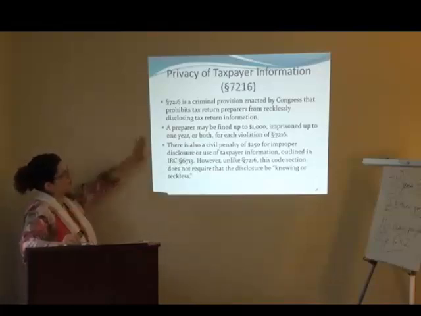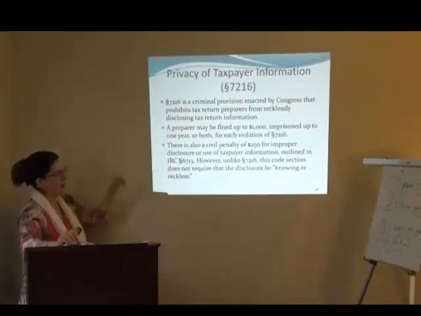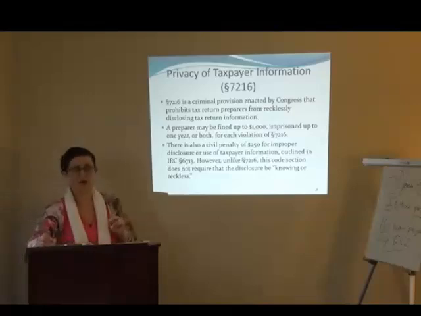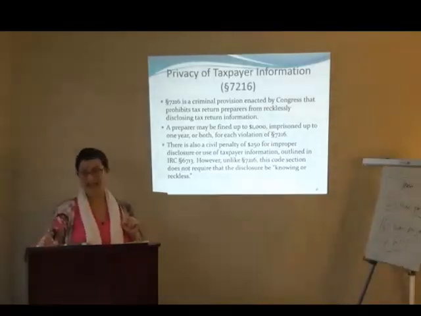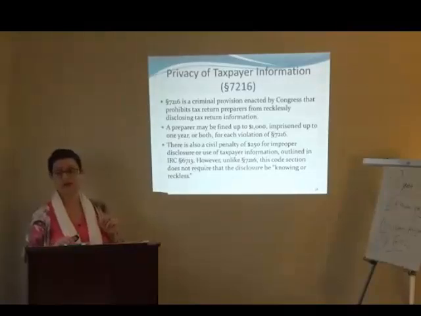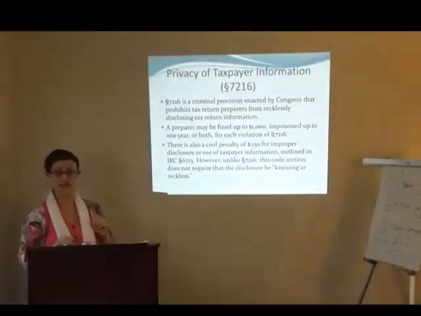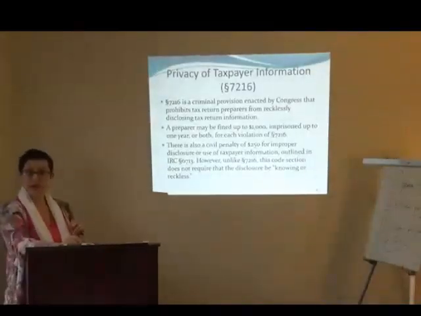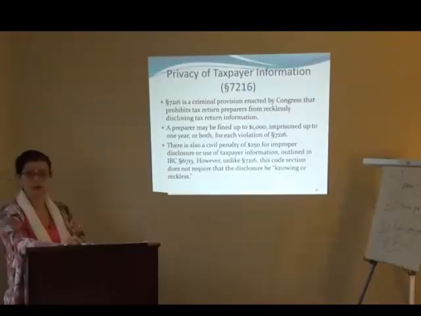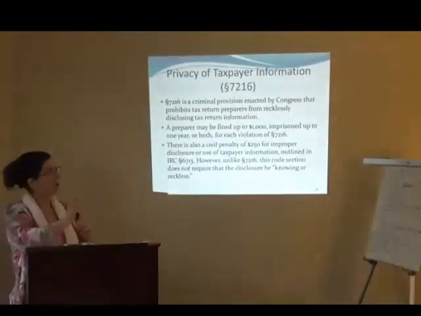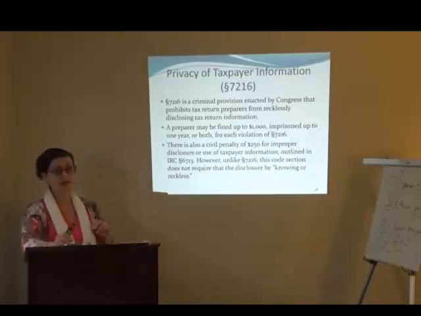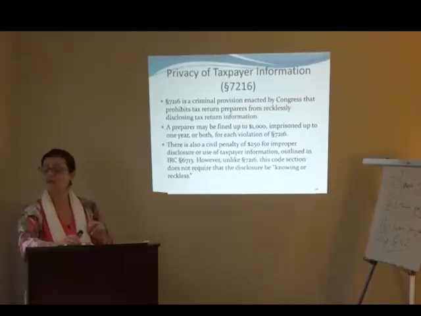The difference between these two is they can tack you with that civil penalty even if it's knowing or reckless. So that's accidental. If I accidentally disclose, they can still get me, but it's civil instead of criminal. If I do it intentionally, then I've got a lot of problems. The case that I told you about where it was the preparer, where it was a contentious divorce, and the husband called up and got all the information on the wife, got all her W-2s.